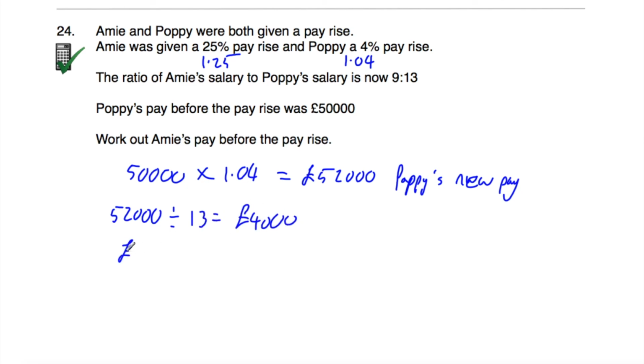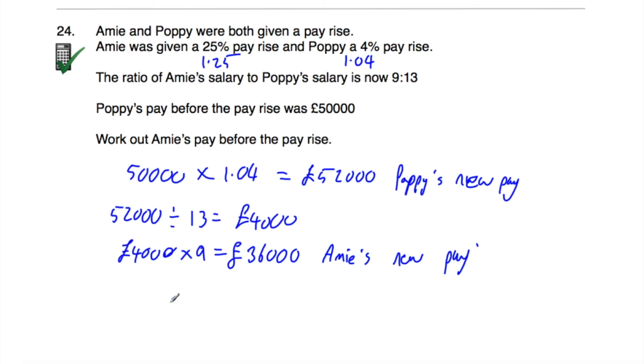And then if we take the £4,000 and multiply that by 9, that will give us Amy's pay now. 4,000 times 9 is equal to £36,000. So that is Amy's new pay. We want to find Amy's pay before the pay rise. So to do that, we're going to divide by the multiplier. We take the £36,000 and divide by 1.25, which is equal to £28,800. So that is Amy's pay before the pay rise. And that's it.